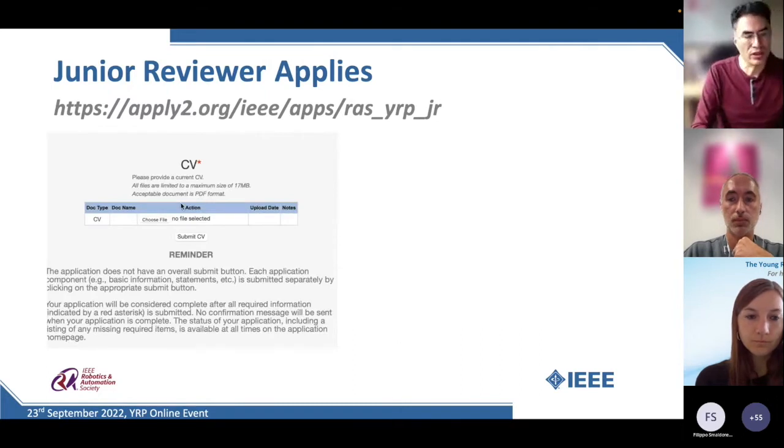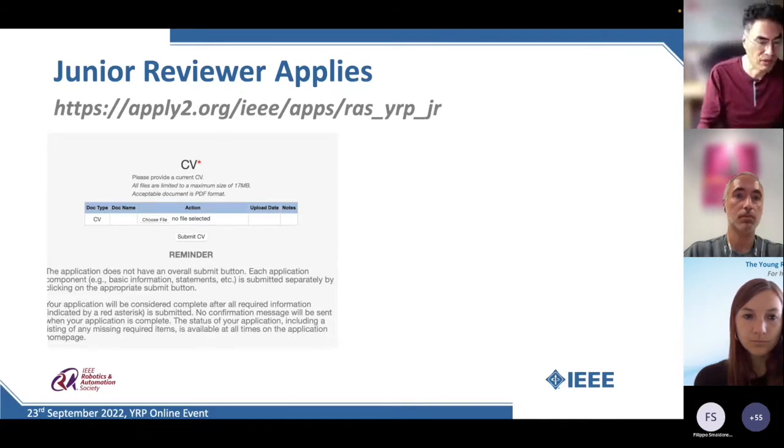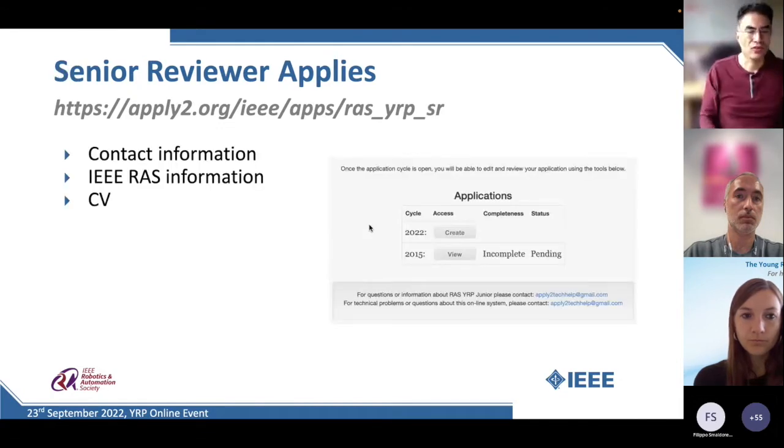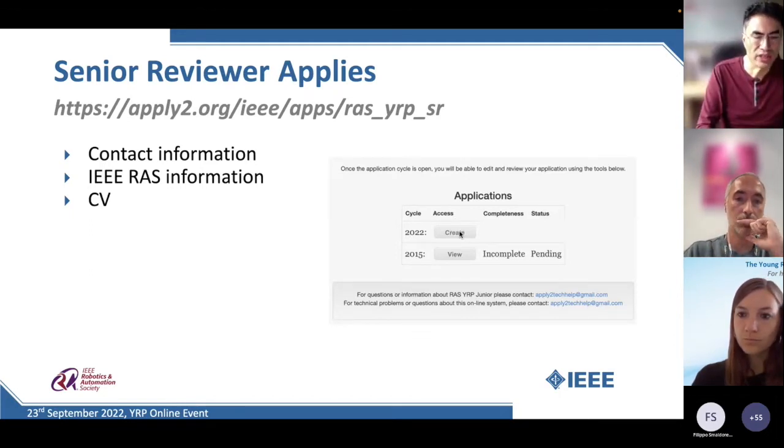Then the junior reviewer is going to provide their CV so that the senior reviewers that are searching for junior reviewers can look at them if they want to. And that's a junior reviewer application. So now this is for the senior reviewers. It's a very similar process. Once you have an account in the system, you will be able to see this screen. You can create your application.